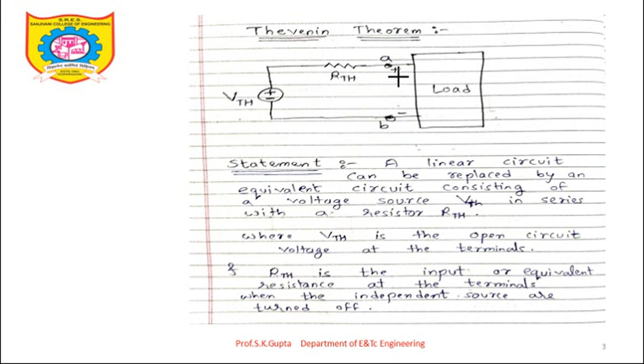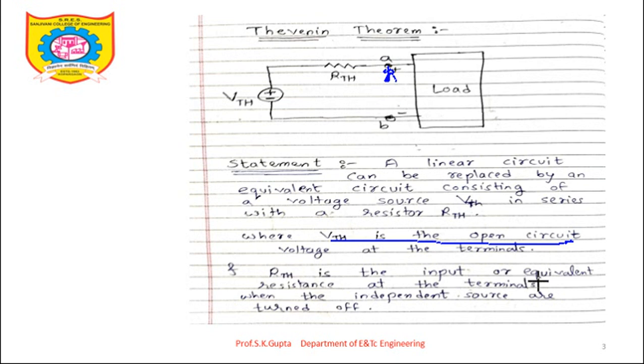Open circuit voltage means if suppose there is one branch, the current through this branch is 0. If between A and B one resistor is present, we will remove that resistor, and the current through that terminal is 0. So VTH is the open circuit voltage at the terminal, between terminals A and B.